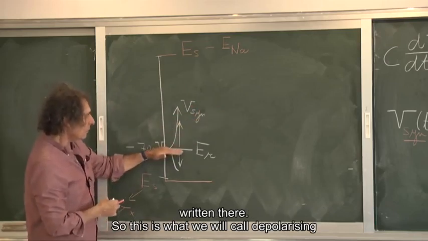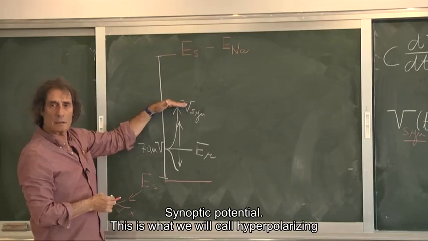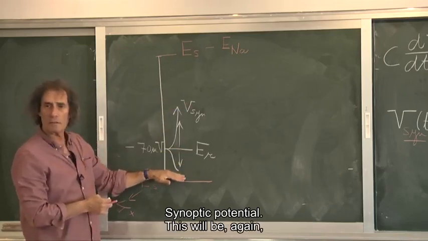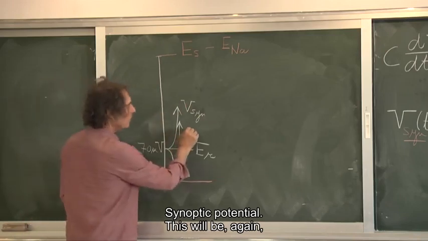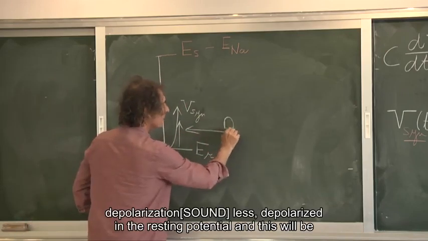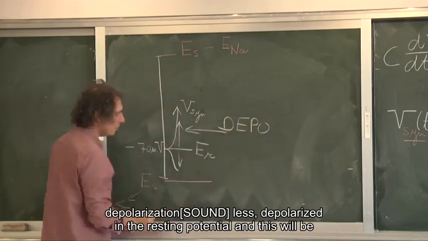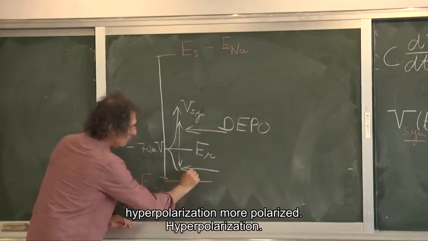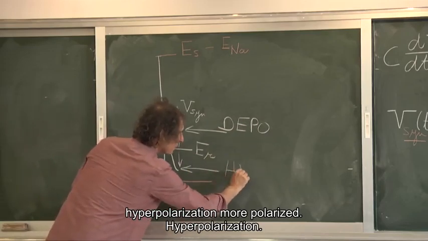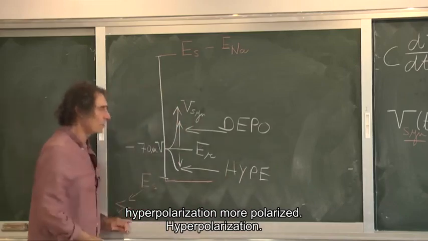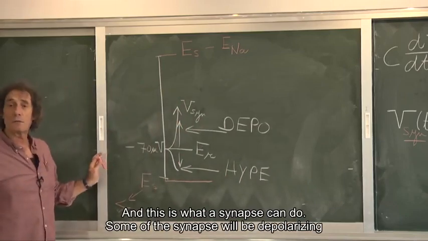So this is what we will call depolarizing synaptic potential. This is what we will call hyperpolarizing synaptic potential. This will be, again, depolarization, less hyperpolarized than the resting potential, and this will be hyperpolarization, more polarized, hyperpolarization. And this is what the synapse can do.